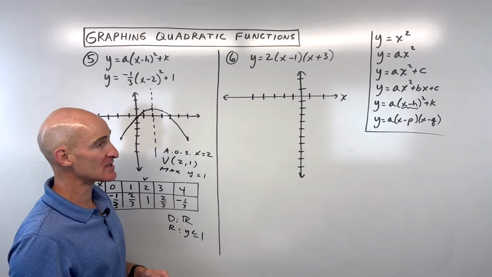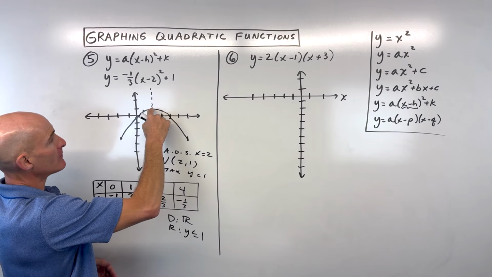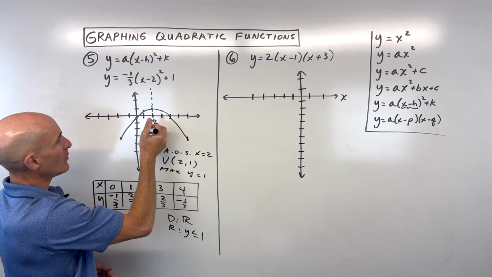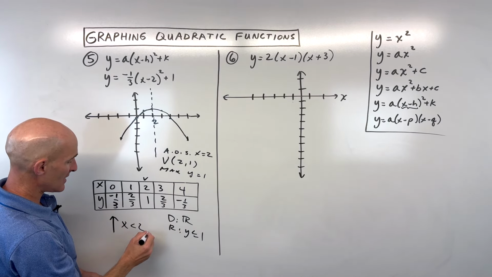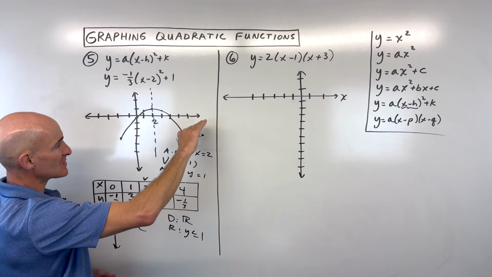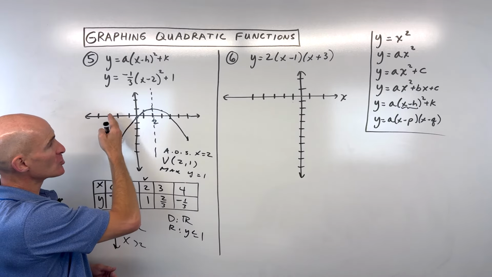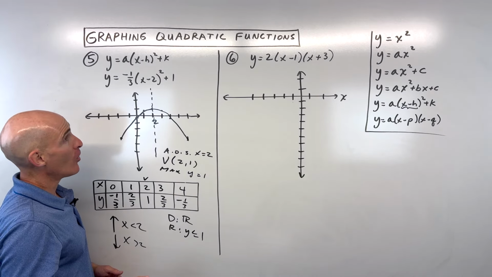Increasing, decreasing. Now this is a little bit different. Notice that as we read from left to right, it's going up, up, up, and then down, down, down. So it's increasing when x is to the left of 2. So we'll say increasing when x is less than 2, decreasing when x is greater than 2 or to the right of 2. Again, you want to make sure you do it when you're reading from left to right. If you go the other way, it's going to be reversed. Okay, so that was a good one.